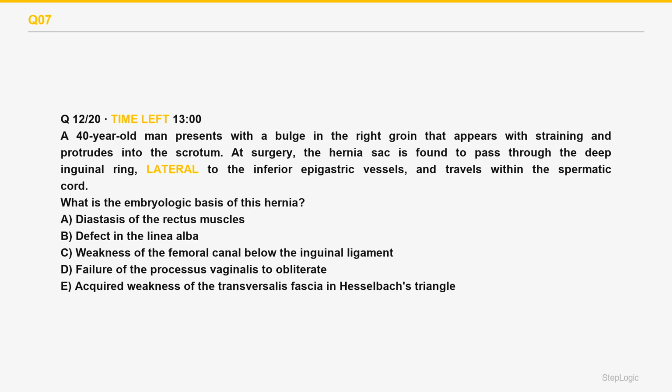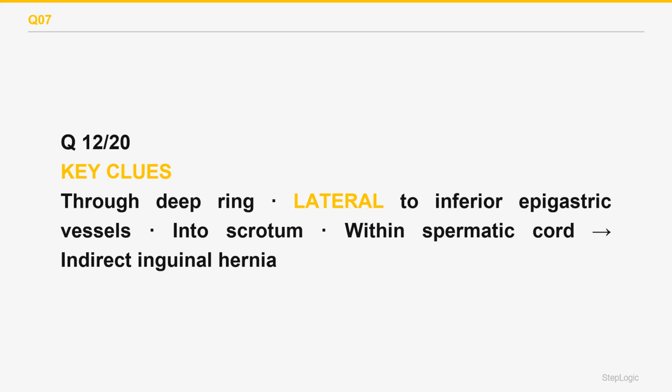Read the command: embryologic basis. Hernia through the deep inguinal ring, lateral to the inferior epigastric vessels, into the scrotum within the spermatic cord: indirect inguinal hernia. This is an indirect inguinal hernia, and its basis is embryologic failure of the processus vaginalis to obliterate. During development, the processus vaginalis is an outpouching of peritoneum that precedes the testis as it descends through the inguinal canal into the scrotum.